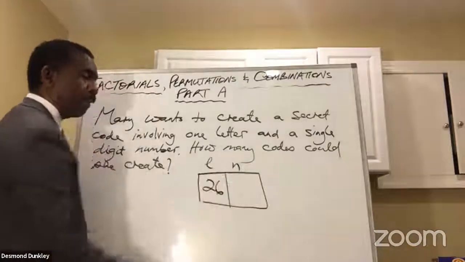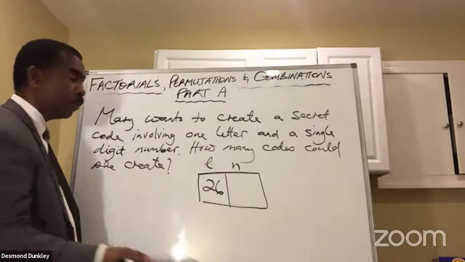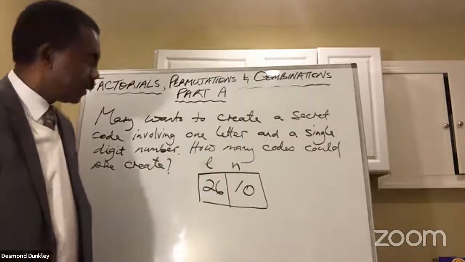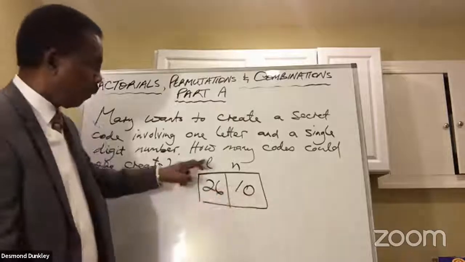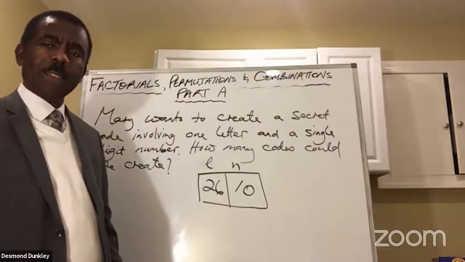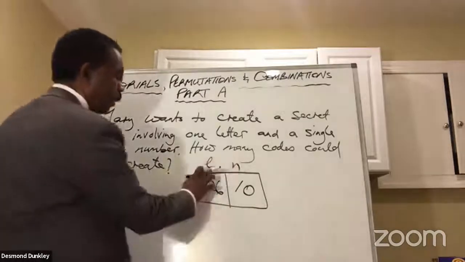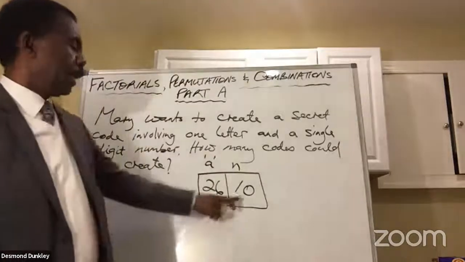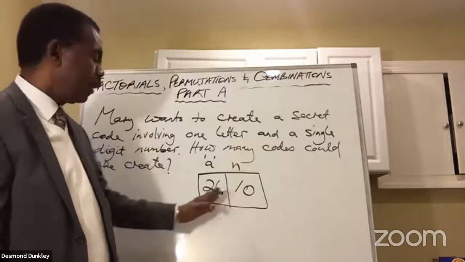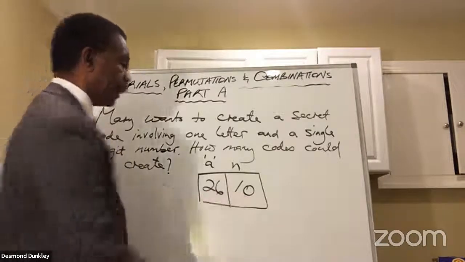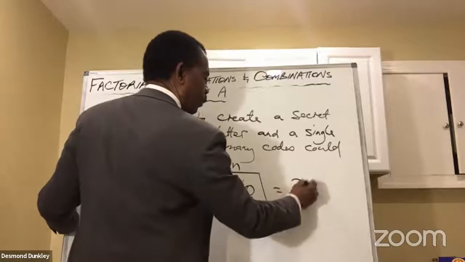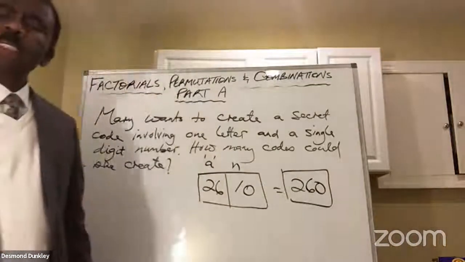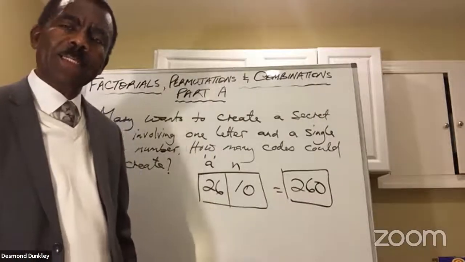How many numbers do we have to choose from? How many single-digit numbers do we have to choose from? I think we have 10. So if you can do the number of letters 26 ways, we usually use A for letters anyway, and the number of single-digit numbers 10, so the total is 10 times 26 equals to 260. So there are 260 codes that she could create.